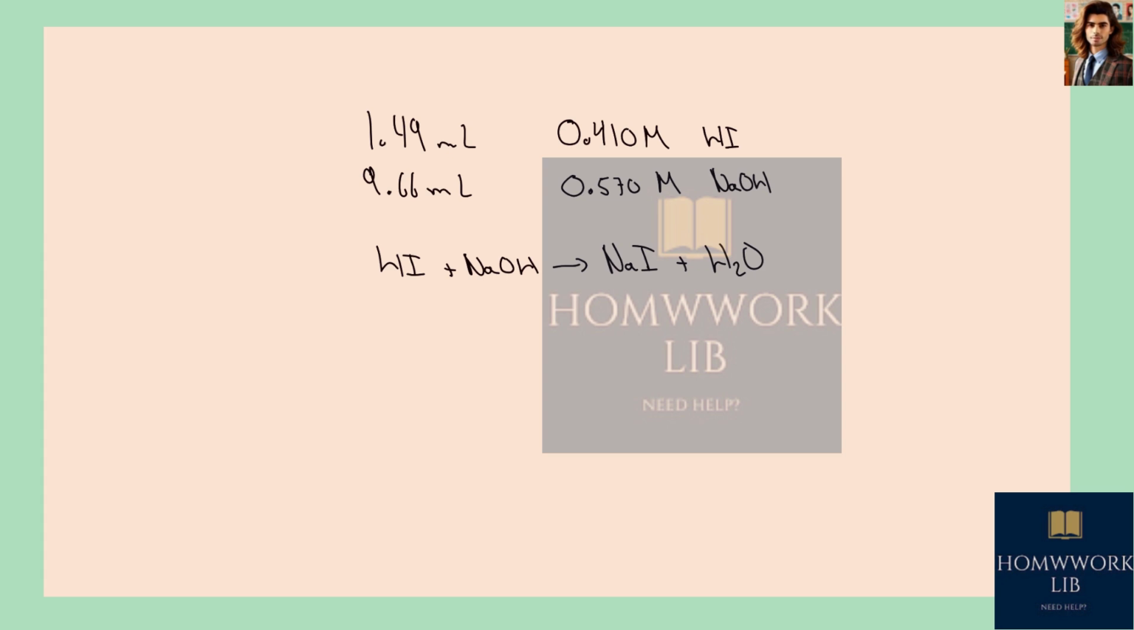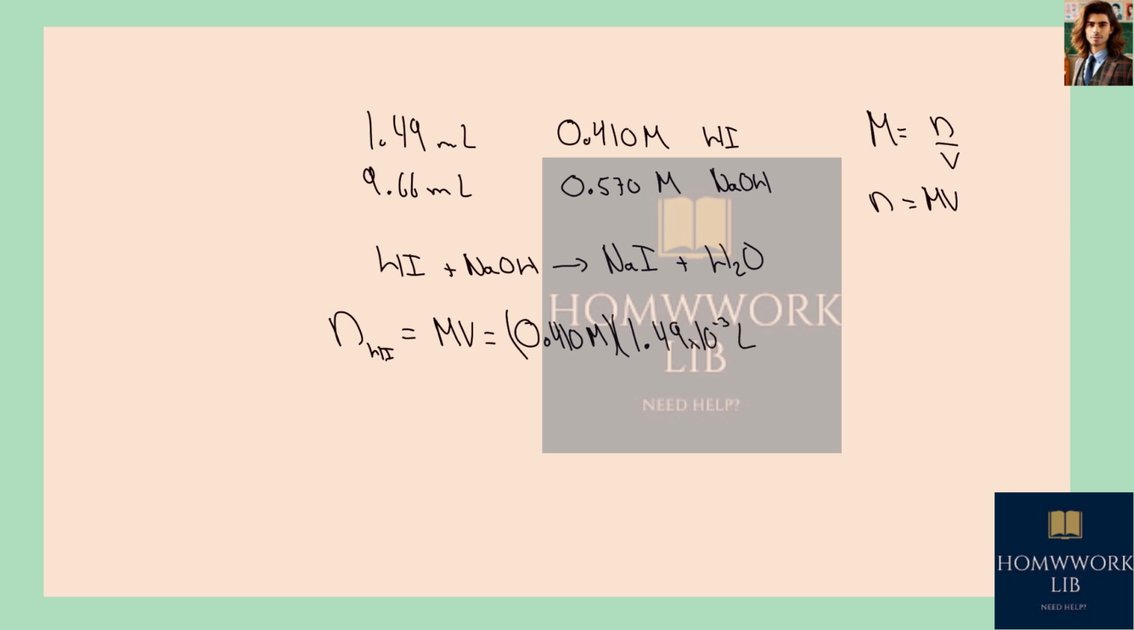So now, I need to know the amount of HI that I added to the solution. In order to do it, remember that molarity is equal to amount of mole divided by volume. So amount of mole would be molarity times volume, as I mentioned, so 0.410 molar times my volume, written in liters, so 1.49 times 10 to the minus 3 liters.